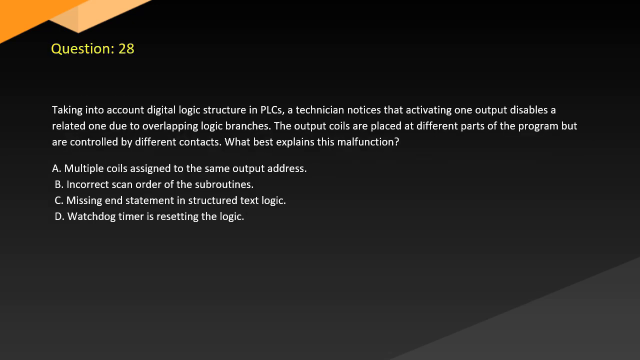Question 28. Taking into account digital logic structure in PLCs, a technician notices that activating one output disables a related one due to overlapping logic branches. The output coils are placed at different parts of the program but are controlled by different contacts. What best explains this malfunction? A. Multiple coils assigned to the same output address. B. Incorrect scan order of the subroutines. C. Missing end statement in structured text logic. D. Watchdog timer is resetting the logic.